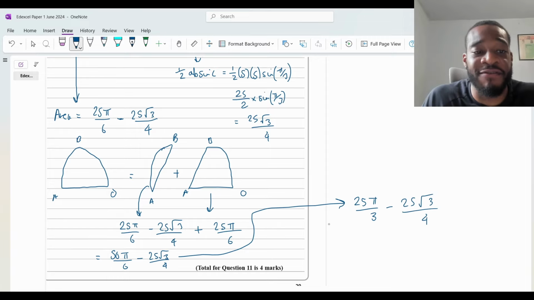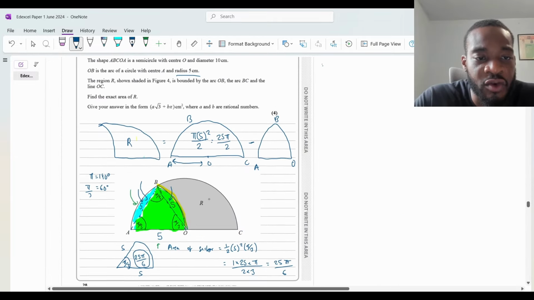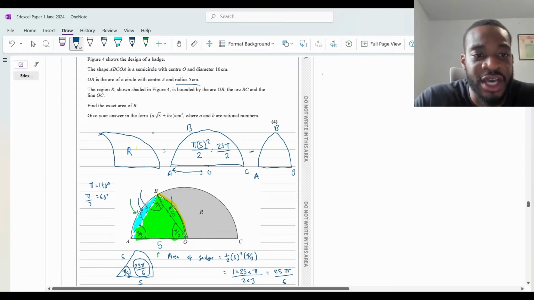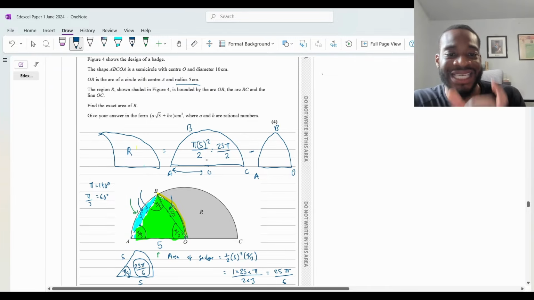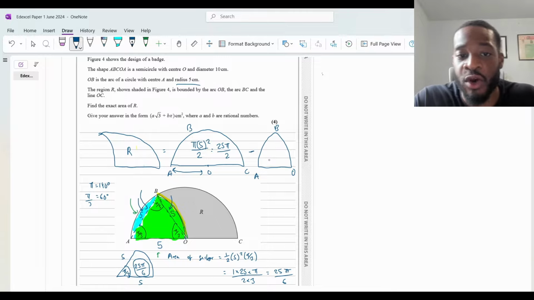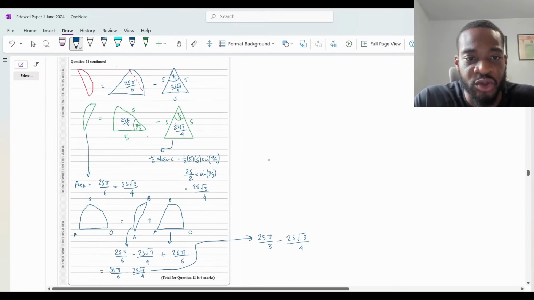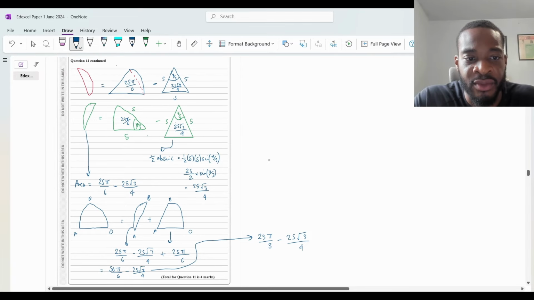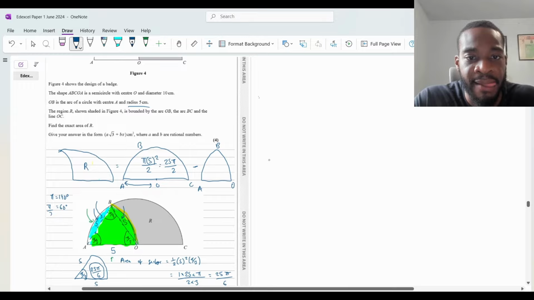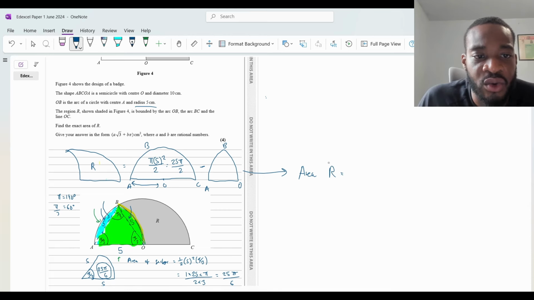So now we have everything we need to answer the question. Again, what are they asking us for? They're asking us for the area of that shaded region R in that format, right? Remember, we said it's the area of the semicircle minus the area of that area ABO. We've got both of them now. How much room do I have? I'll just do it here. So therefore the area R is going to equal the area of the semicircle, which is 25 pi over 2.